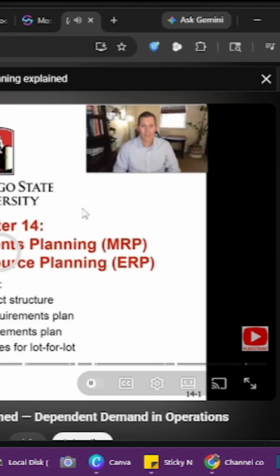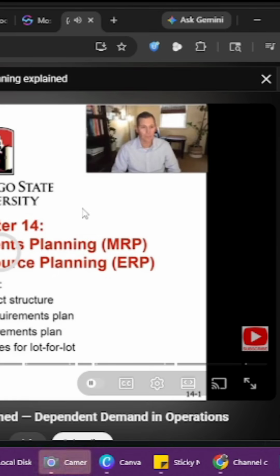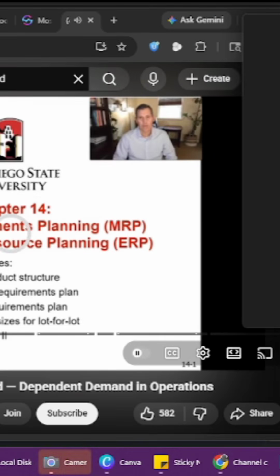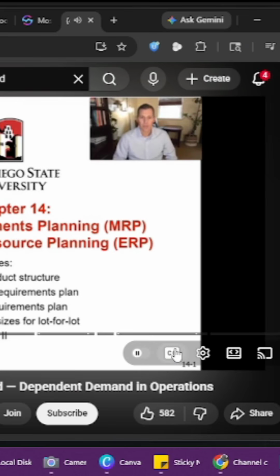Greetings. This chapter is chapter 14. It is on materials requirements planning, which is MRP, and enterprise resource planning, which is ERP. Our learning objectives for chapter 14 are to develop a product structure tree, build a gross requirement plan, build a net requirements plan, determine lot sizes for lot for lot, determine lot sizes for fixed order quantities. We're going to describe MRP2 and describe ERP.